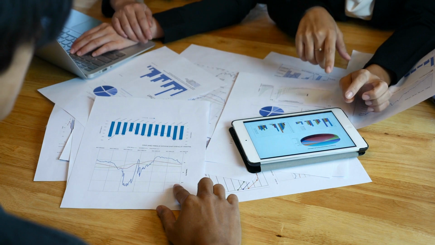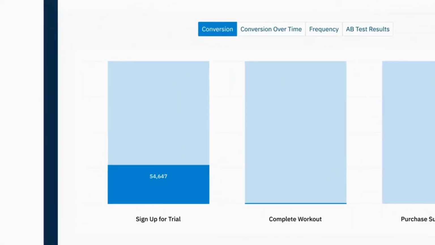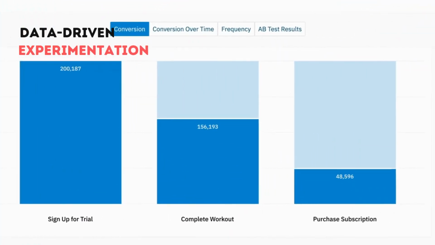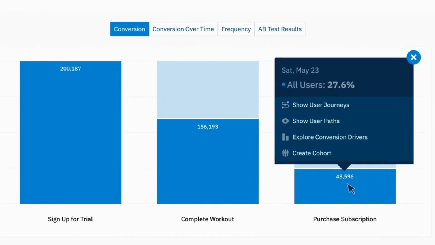The third principle is user-centric research. Airbnb conducts research such as interviews and usability testing to understand the needs of their users and their hosts. The fourth principle is data-driven experimentation. Airbnb uses tools like Optimizely and Amplitude to test their assumptions and hypotheses.